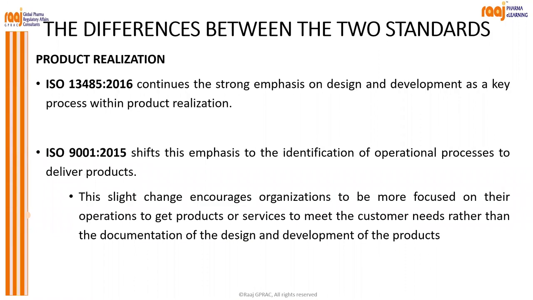Then the product realization. ISO 13485:2016 continues the strong emphasis on design and development as a key process within product realization. So, as you might have heard about the story of the Johnson and Johnson hip implant and many other devices which have affected the health of people because of design failure. So design history, design file, design development becomes very important when we talk about product realization.